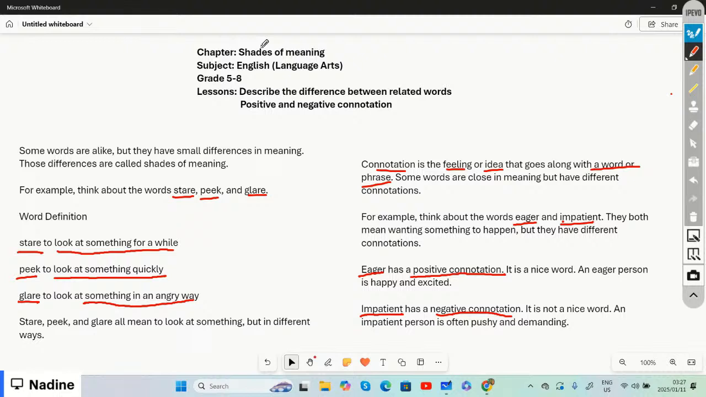All right. So this is basically what we call shades of meaning. We either have connotations, negative or positive connotations, where words are closely related to one another, but one can be positive and one can be negative. And then we also have shades of meaning, where words are alike, but they have small differences in meaning, right? And we made an example of staring, peeking, and glaring, right?